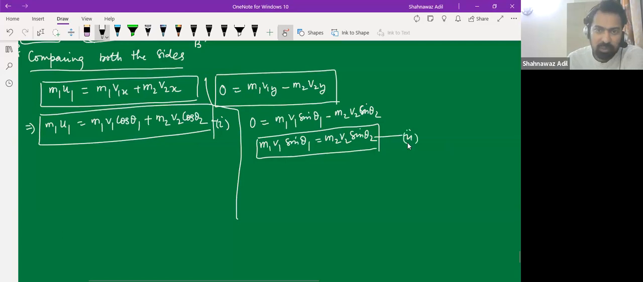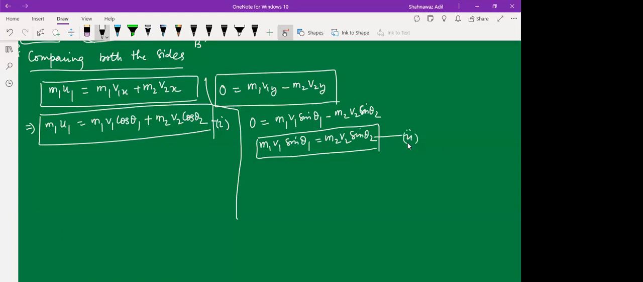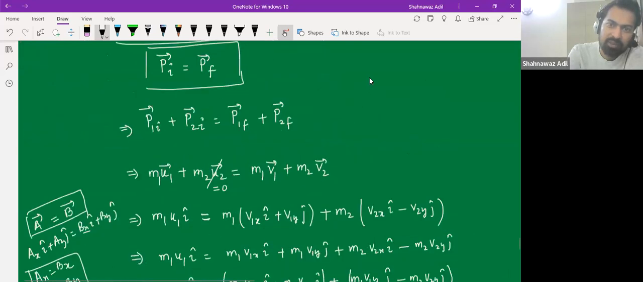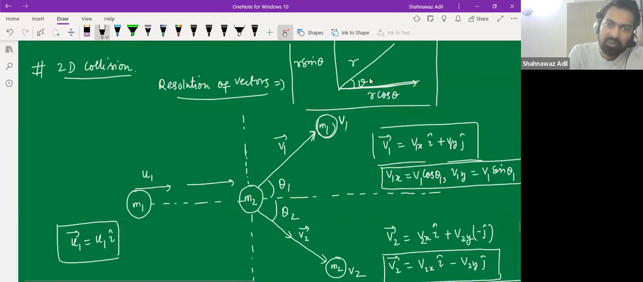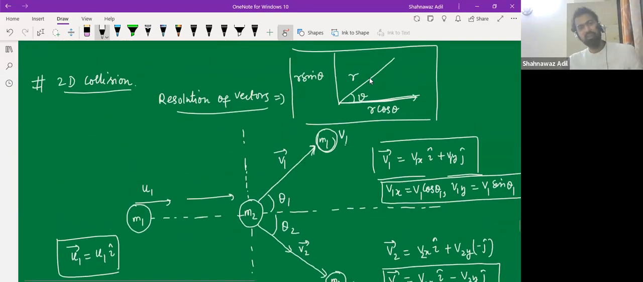Any doubt up to this point, guys? Okay, so please note down up to this part. One thing we have used, right? For the elastic collision, we have used the conservation of momentum. So what is the other thing that we have to use?